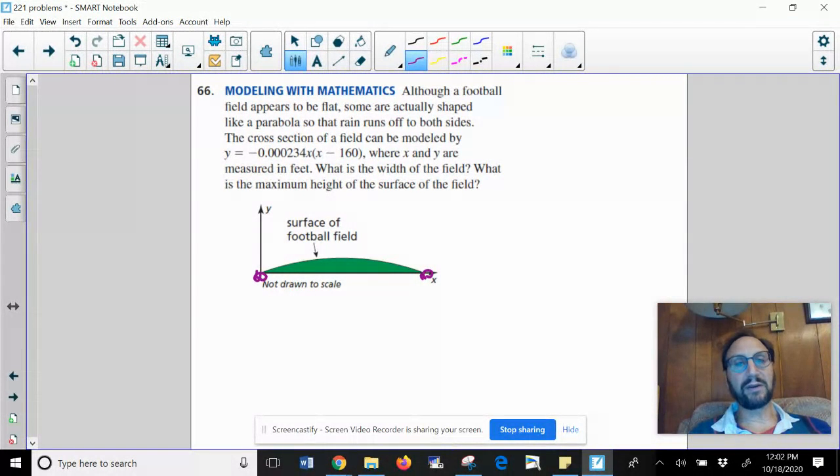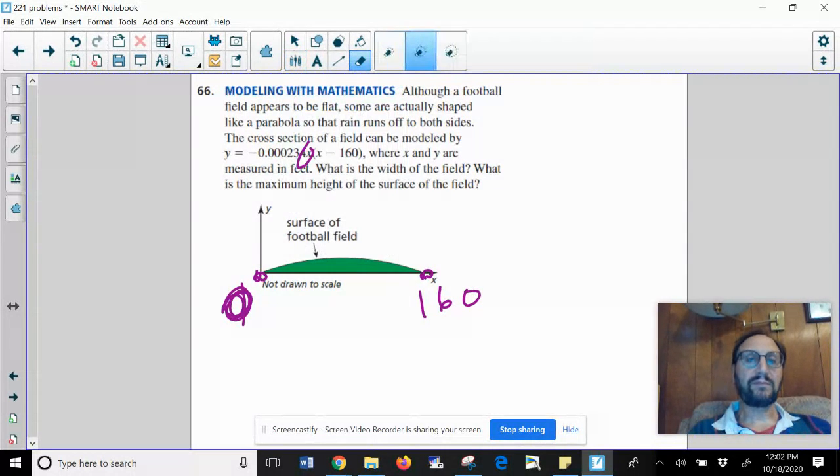If we put this on a grid, the x in the beginning would show that this is at 0, right? And the other one is at 160. That's where the intercepts are. So if the intercepts are at 0 and 160, that tells you the width of the field right there. We're done with that part, the first question, the width of the field.